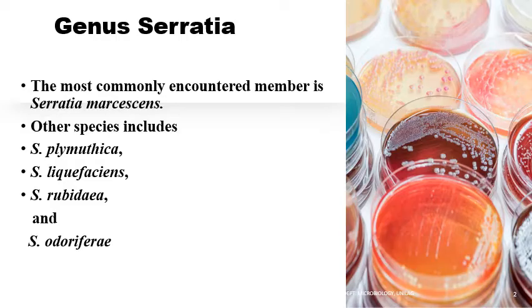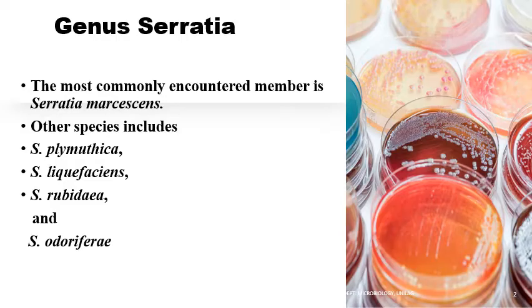Now, we have one important member of the genus Serratia, which is Serratia marcescens. It is the most common cause of human infection, occasionally found in the environment, producing a red pigment called prodigiosin. Serratia marcescens is responsible for hospital-acquired infections like pneumonia, urinary tract infections, and wound infection.